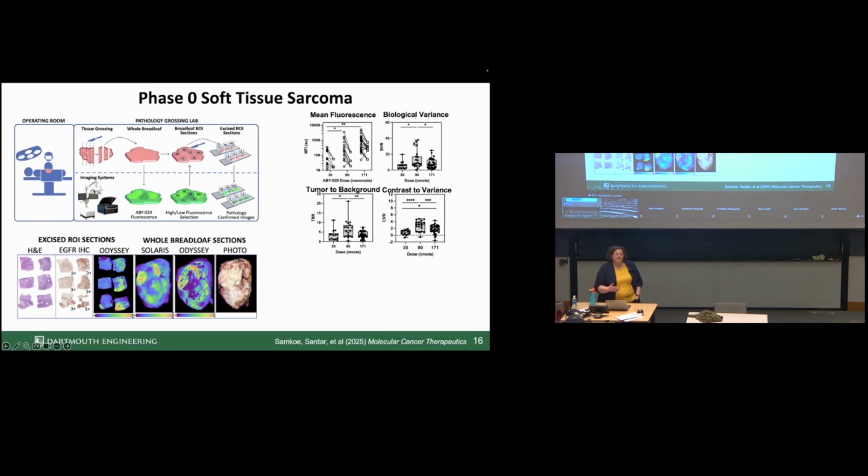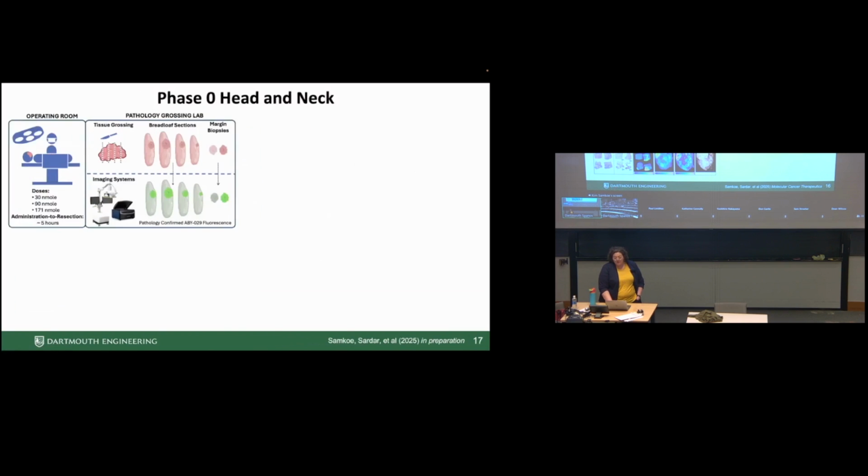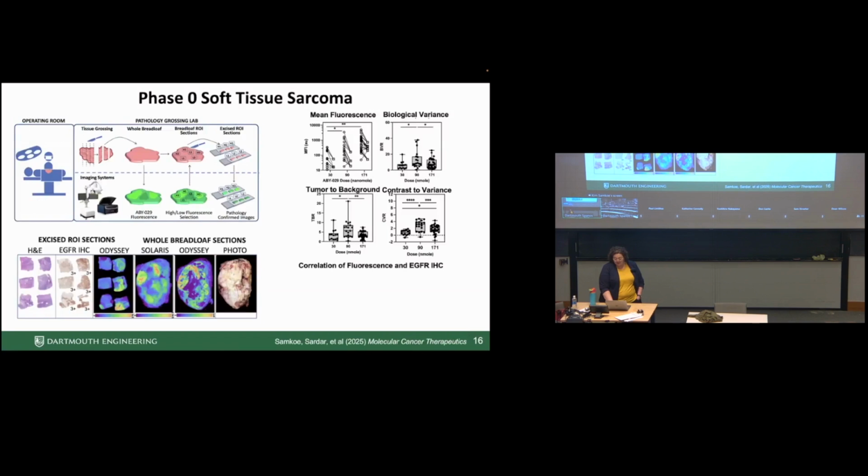Biological variance is essentially signal to noise. Tumor to background is really just intensity in the tumor divided by intensity in normal. And then contrast to variance takes both the intensity and the variance in both the normal and the background. And it turns out the contrast to variance seems to be the more stable value. But the surgical standard, I would say, is the tumor to background.